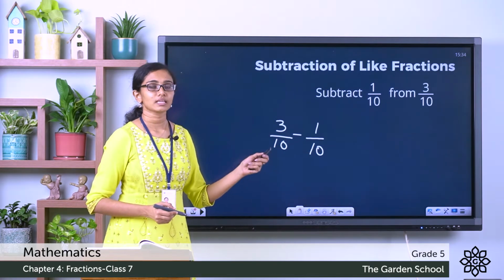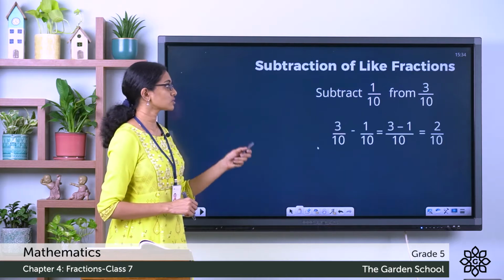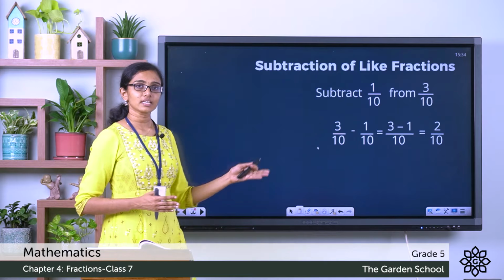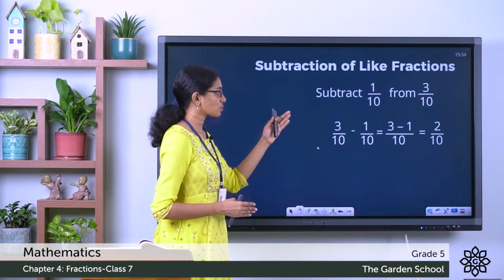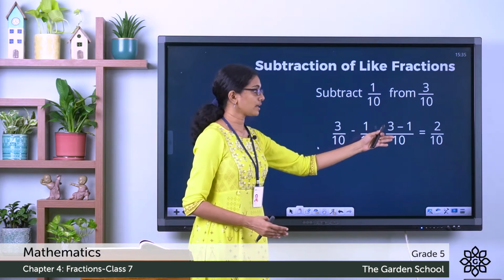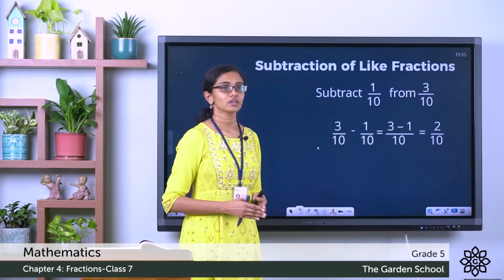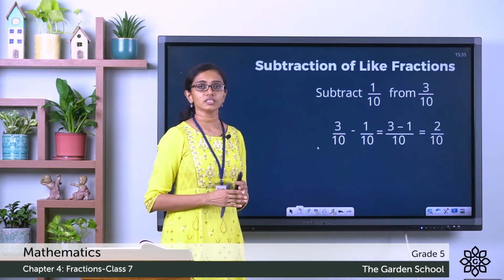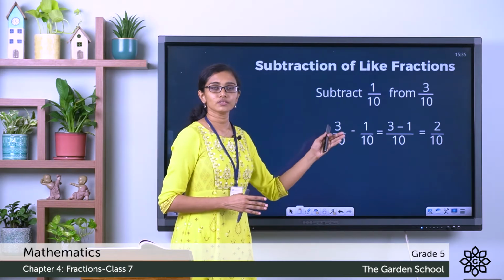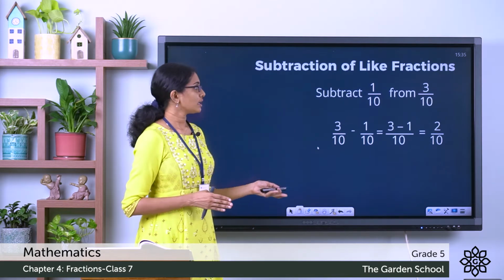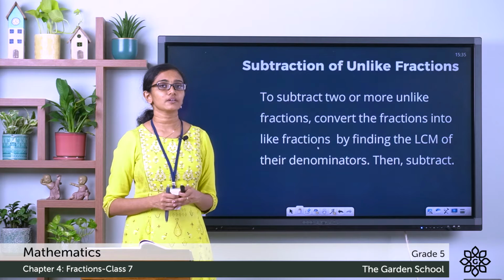So since the denominators are the same, you just need to subtract the numerators. So when you do that, you get 3/10 minus 1/10 is equal to 3 minus 1 by the same denominator 10. And what is 3 minus 1? It is 2. So what is the new fraction? The difference is equal to 2/10. So is this clear?